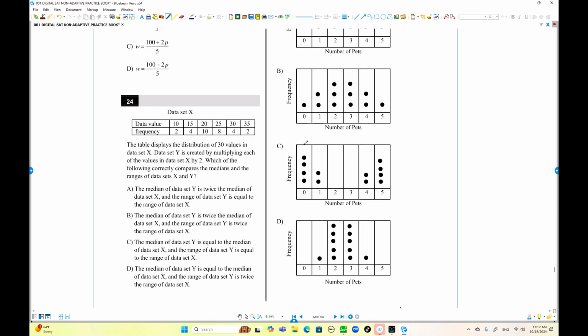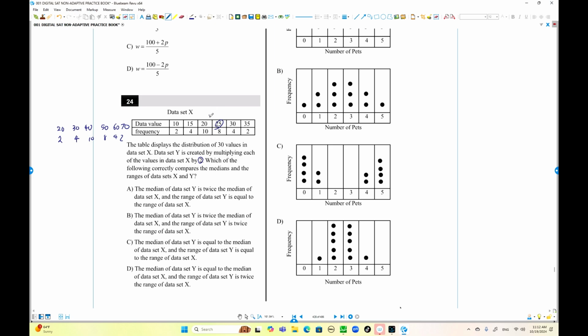Number 24. We have data set X. We created data set Y by multiplying each value of data set X by 2. You can make a new data set over here. So 10 times 2 is 20, 15 times 2 is 30, 20 times 2 is 40, 25 times 2 is 50, then 60, 70. The data frequency is the same.